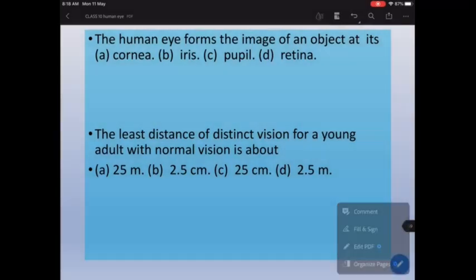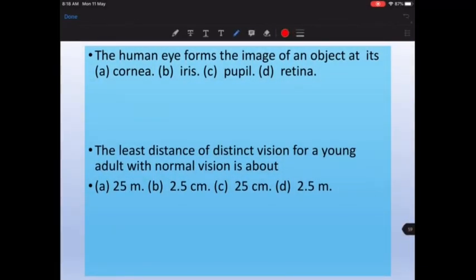The second question, I'm sure you will be able to answer this also. The human eye forms the image of an object at its dash. So where does the human eye form the image? The human eye forms the image at the retina, because the retina is the screen of the human eye.